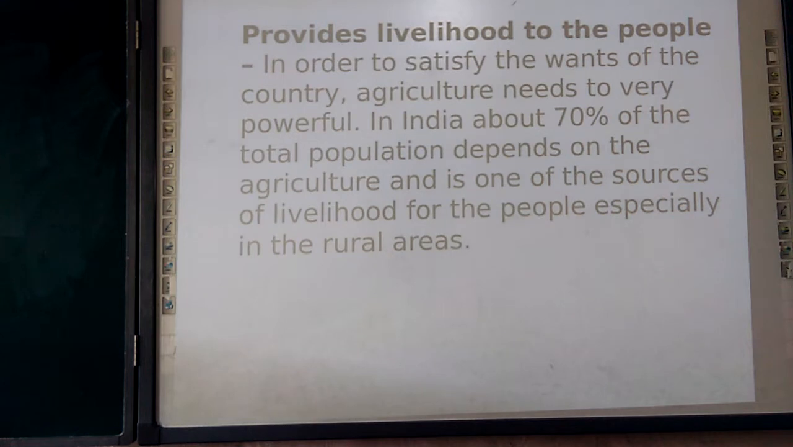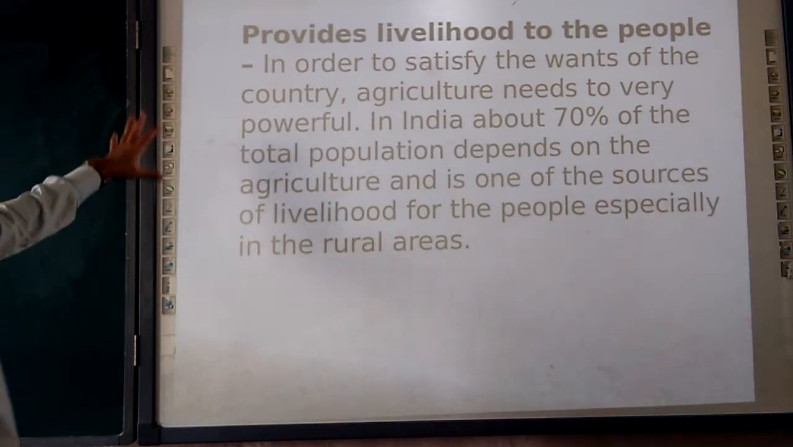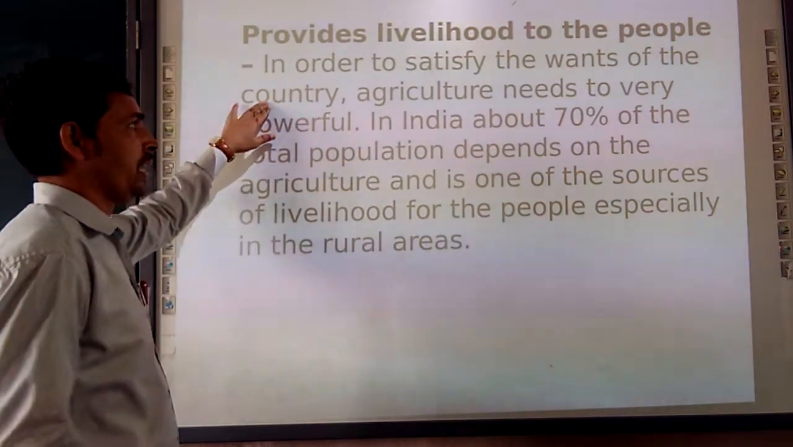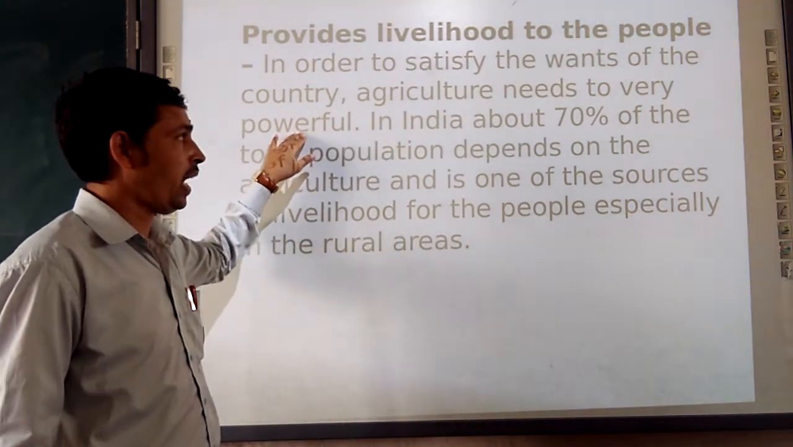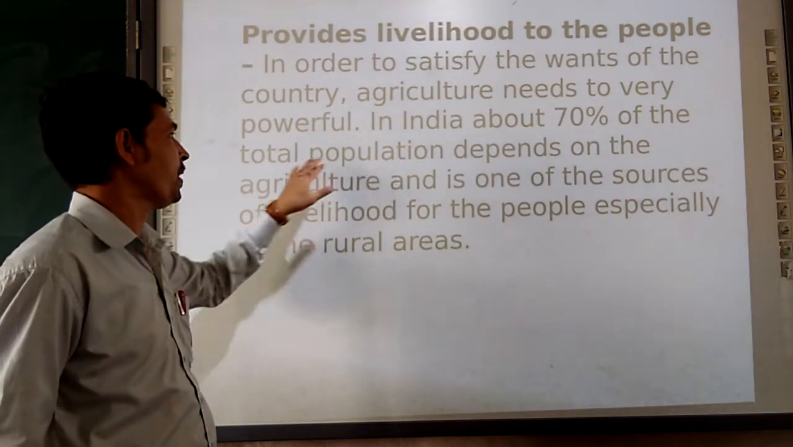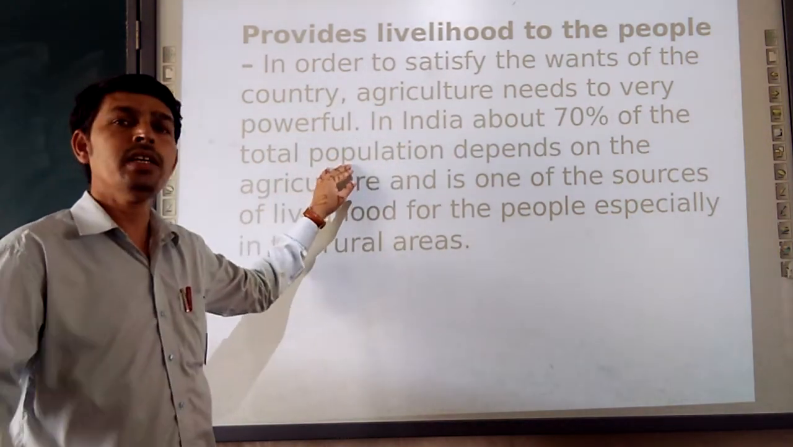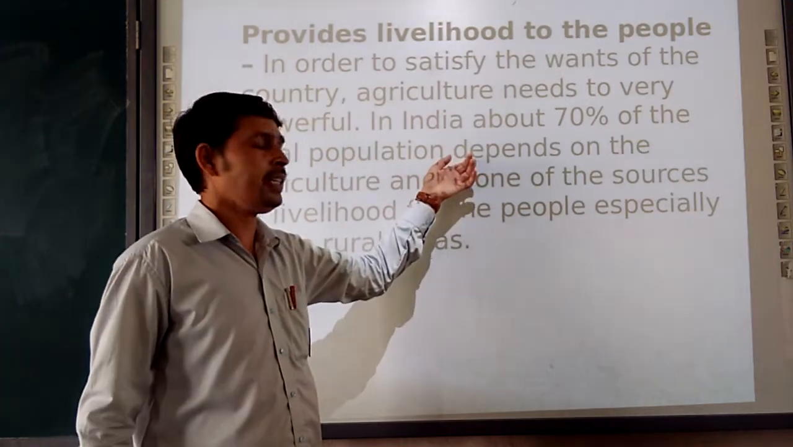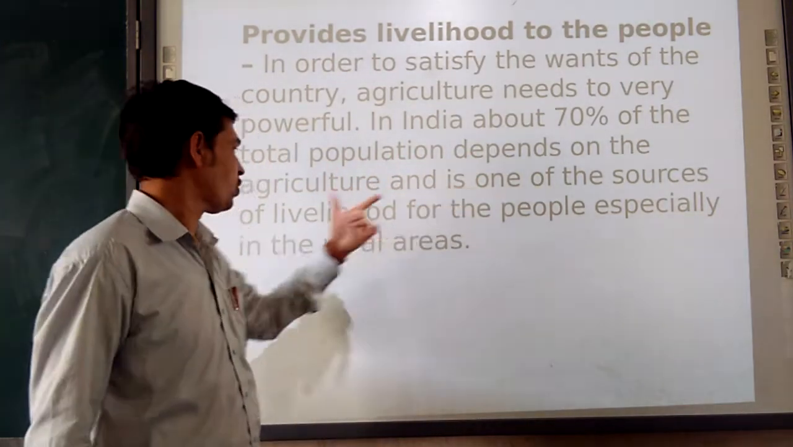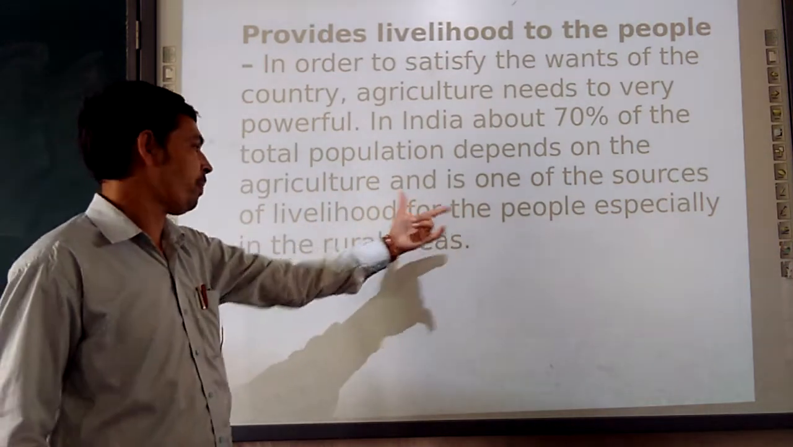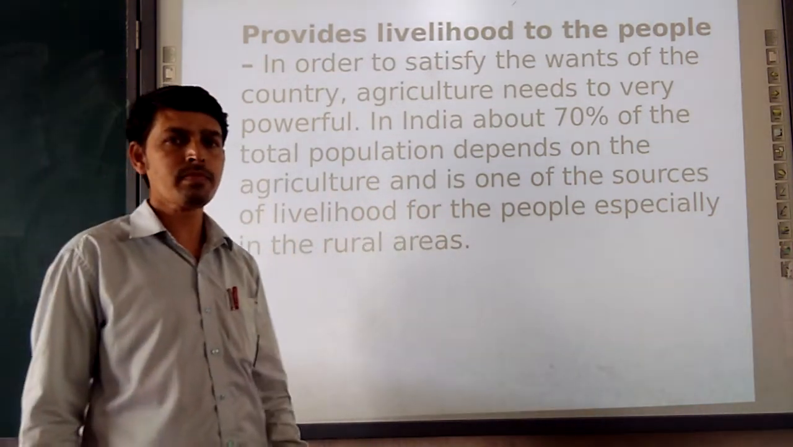Farming provides livelihood to the people. So farming is doing what? Providing the livelihood to the people. In order to satisfy the wants of the country, agriculture needs to be very powerful. That's why in our India about 70% of the total population is dependent on agriculture, and it is one of the sources of livelihood for the people, especially in the rural areas.